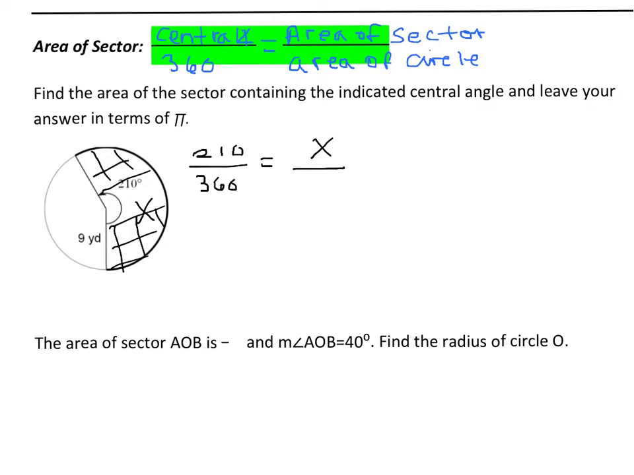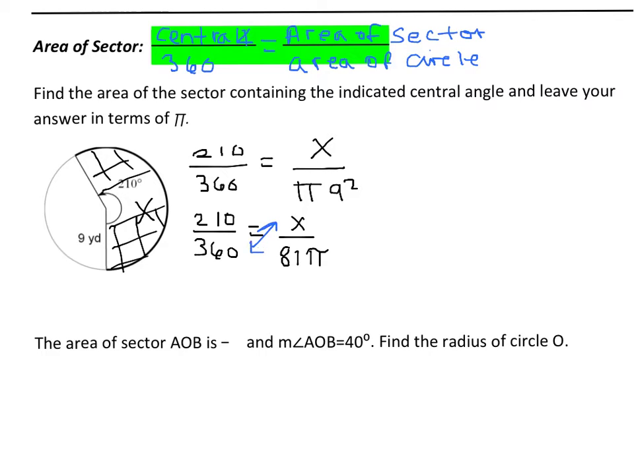So this is pi times 9 squared. Let's just simplify this side here. Okay, so 210 over 360 equals x over 9 squared, which is 81. So this is 81 pi. And now we cross multiply.